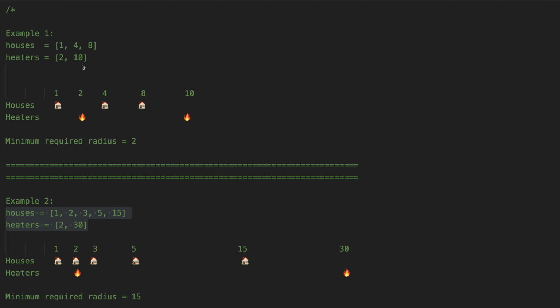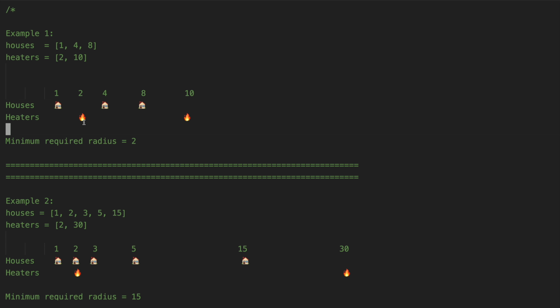Hi everyone, today we have a problem where we are given houses and heaters. For example, in this case we are given houses located at positions 1, 4 and 8, and also heaters located at positions 2 and 10. Our end goal is to get all these houses heated.